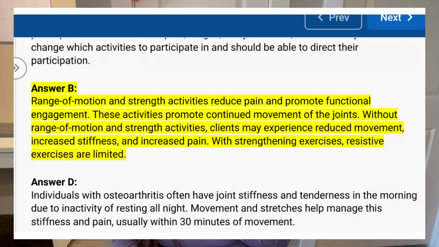So, range of motion and strength activities reduce pain and promote functional engagement. They promote continued movement of the joints. Without range of motion and strength activities, this client may experience reduced movement, stiffness, and increased pain. So, this is also similar to what I said. You don't want to recommend to stop range of motion and strengthening activities. Instead, you want to encourage to continue doing range of motion and strengthening because it can only help, it can't hinder. And if you stop those activities, you're going to decline.